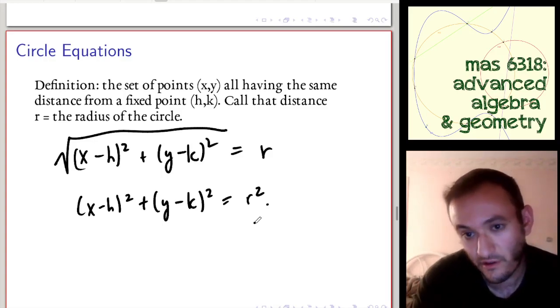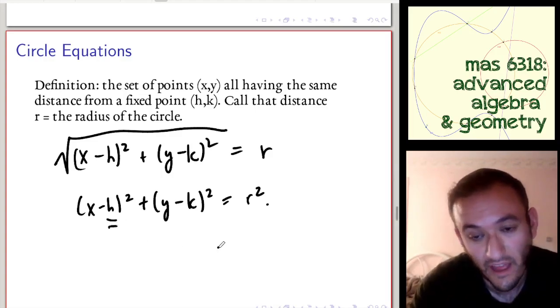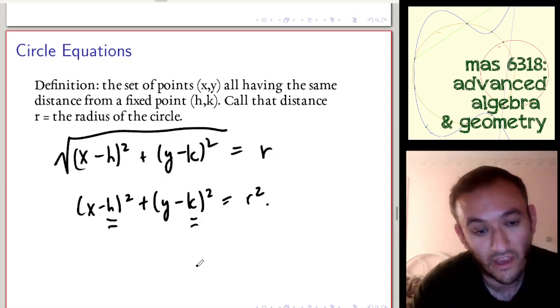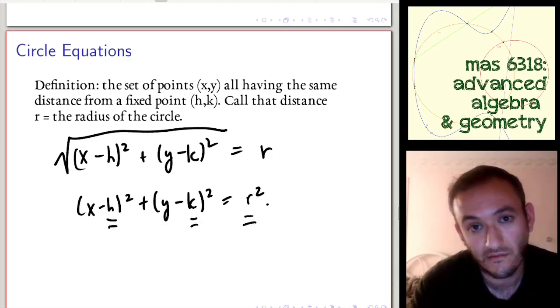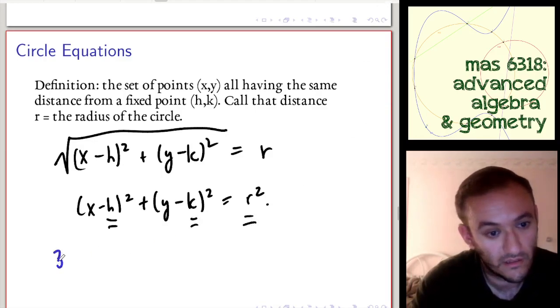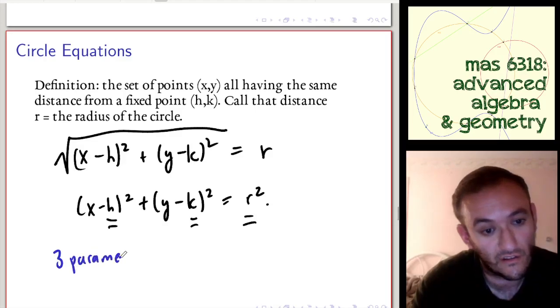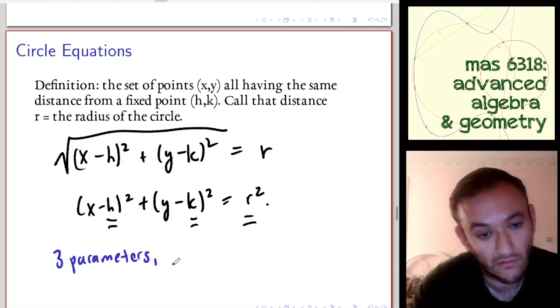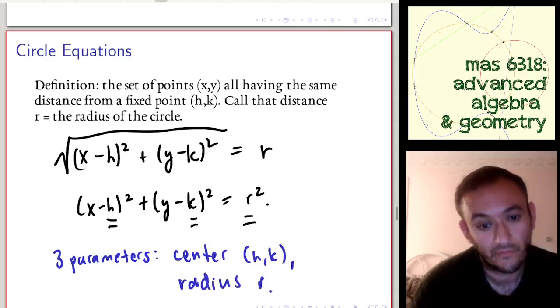Okay, and as you can tell, there are 3 degrees of freedom. You have the x coordinate of the center, the y coordinate of the center, and the radius. So 3 parameters defining the circle. The center is given by h, k, and the radius r.